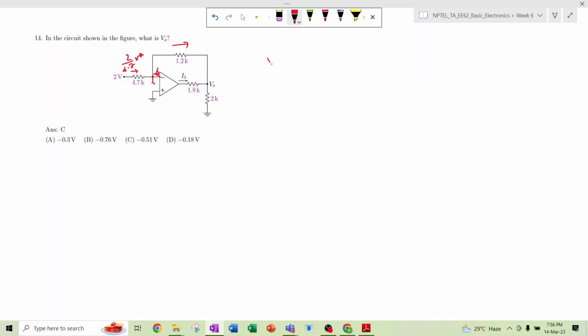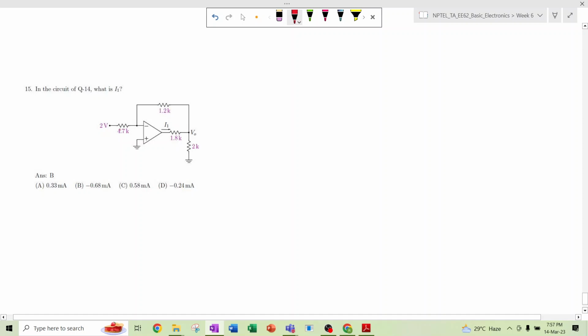So this VO will be nothing but V minus minus 1.2k into 2 divided by 4.7, and now V minus is nothing but 0, so 0 minus 1.2 into 2 divided by 4.7 equal to minus 2.4 by 4.7. So 2.4 divided by 4.7 is nothing but minus 0.51 volt. So this will be the correct answer. So you have to simply apply the KCL to get the question solved. Okay.